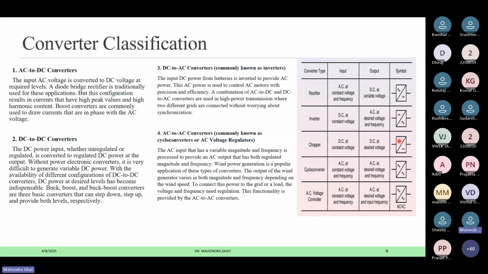For DC-DC converter, it is majorly called the chopper, where it converts DC to DC. Then the cycloconverter will convert AC to AC. So that particular name is given as a cycloconverter. Then the AC voltage regulator is again an AC to AC converter. So these are the different names given, but the major four categories are AC to DC, DC to AC, DC to DC, and AC to AC. So these are the four categories.